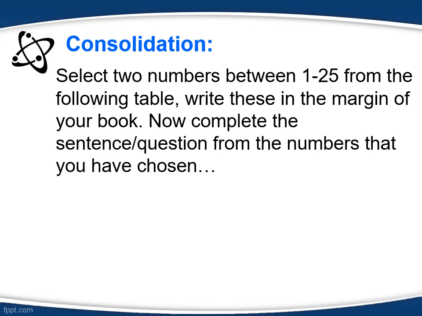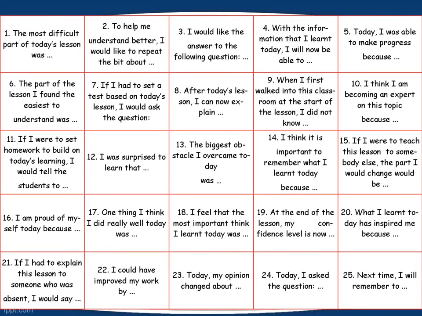Okay, as the plenary question, I want you to select two numbers between 1 and 25 from the following table and write these down in the margin of your book. Now complete the sentence or question from the number that you have chosen. These questions are based on your own reflection on how much you have understood or learned from this lesson. You can choose any two boxes and write down your own reflection.